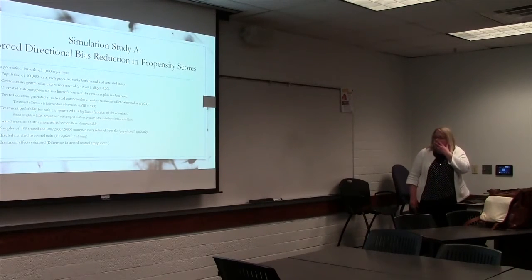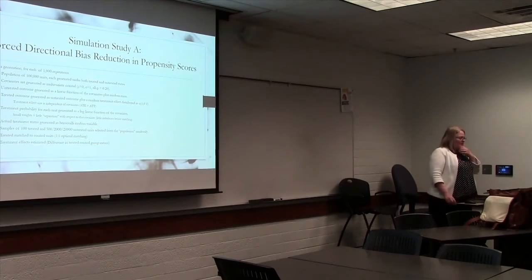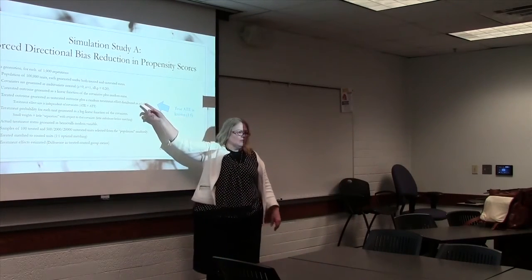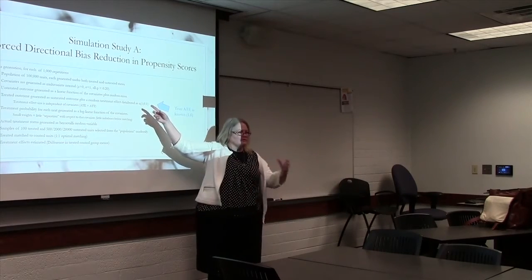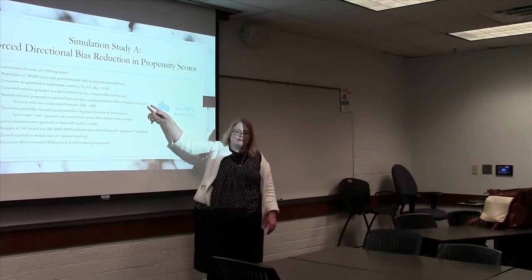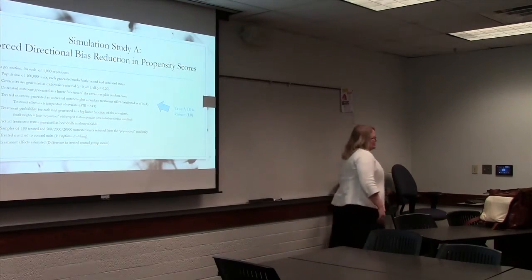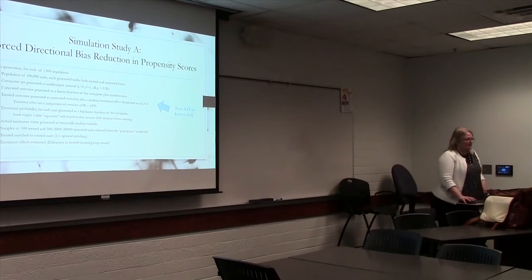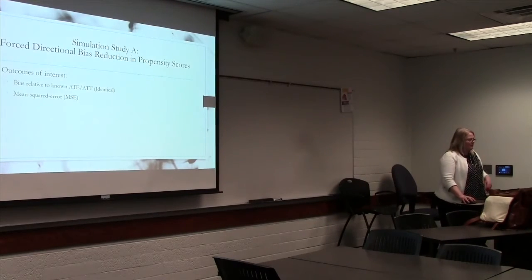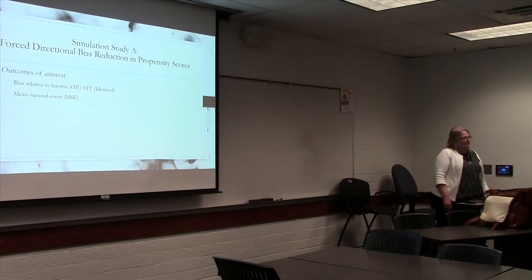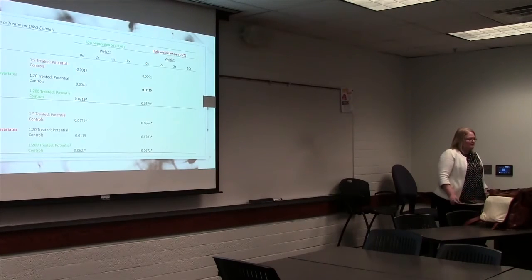And then I found a treatment effect in each of these cases. I know the true treatment effect because I generated it as being an average of 1. Regardless of your covariates, regardless of your traits, you're going to have an average treatment effect of 1. And so from that I'm able to figure out the actual bias in the treatment effect we found. The outcomes I looked at were the bias, okay, ATE and ATT are the same so I won't get into the distinction there, and the mean squared error.